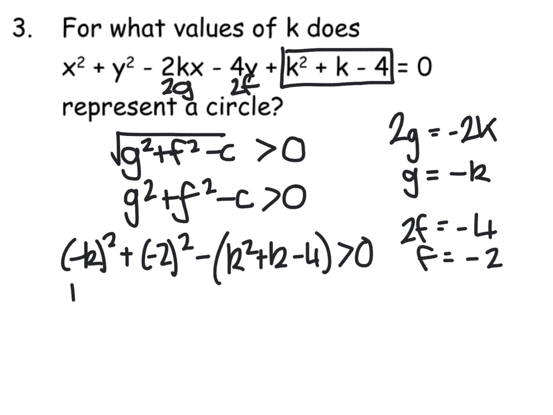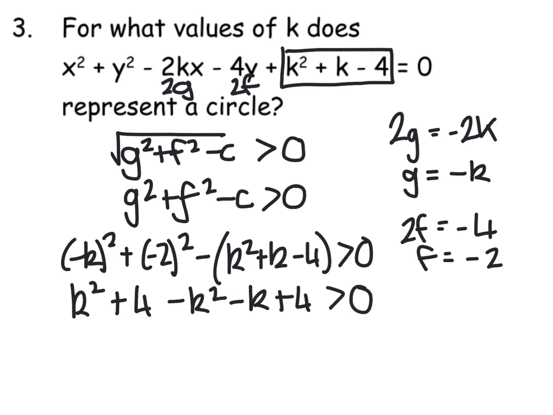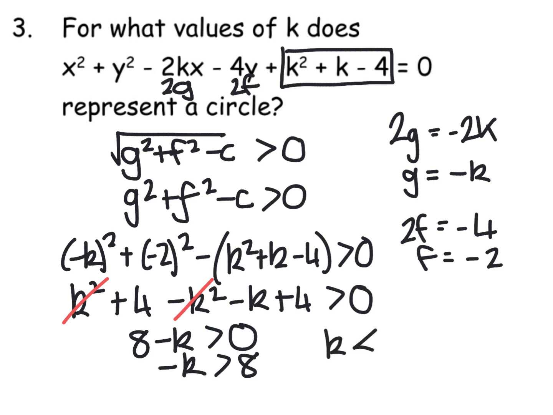Let's tidy this up. So negative take k squared is k squared. This gives us plus 4. Multiply out the bracket by minus 1. You end up with that. Tidying up, well there you've got a k squared, take away k squared because they'll disappear. So we have 4 plus 4 is 8, take away k is greater than 0. I'm going to take the 8 over, so you have negative k is greater than 8. And remember in maths, if you're dividing by a negative, then you flip the sign. So you get k is less than negative 8. So that is the value of k that makes this a circle.